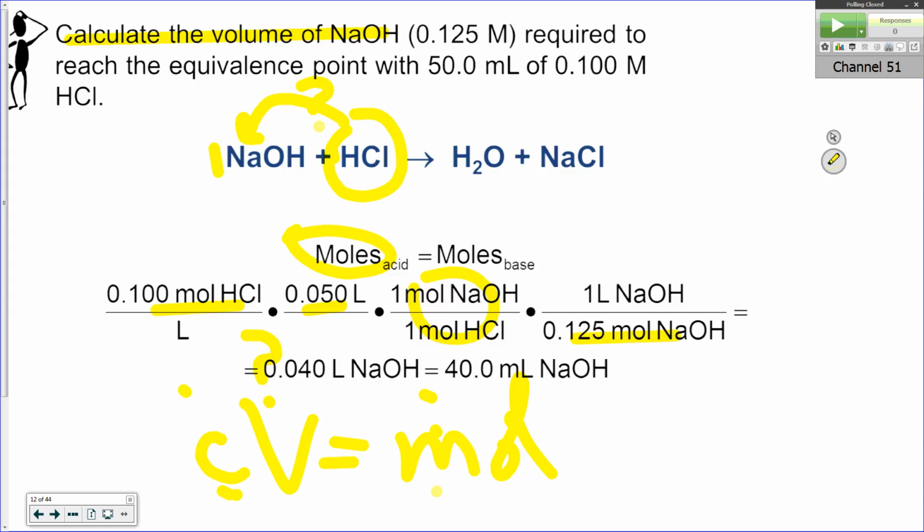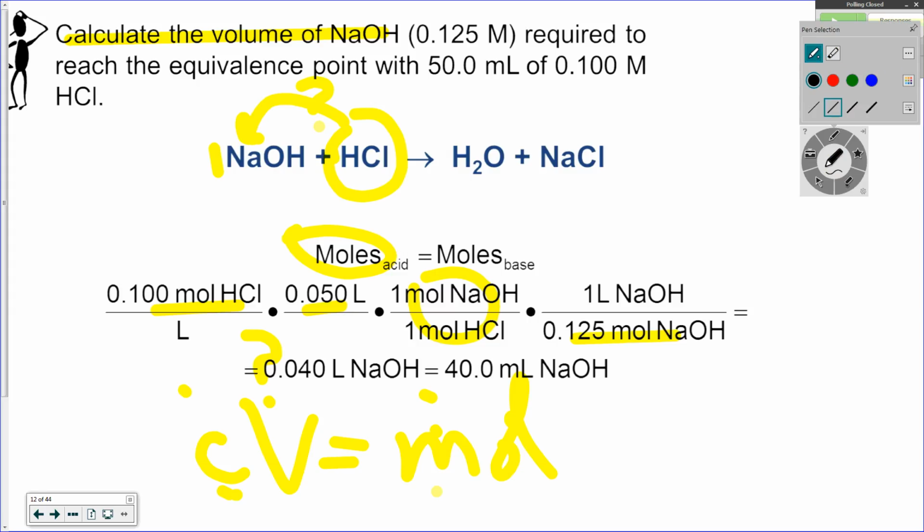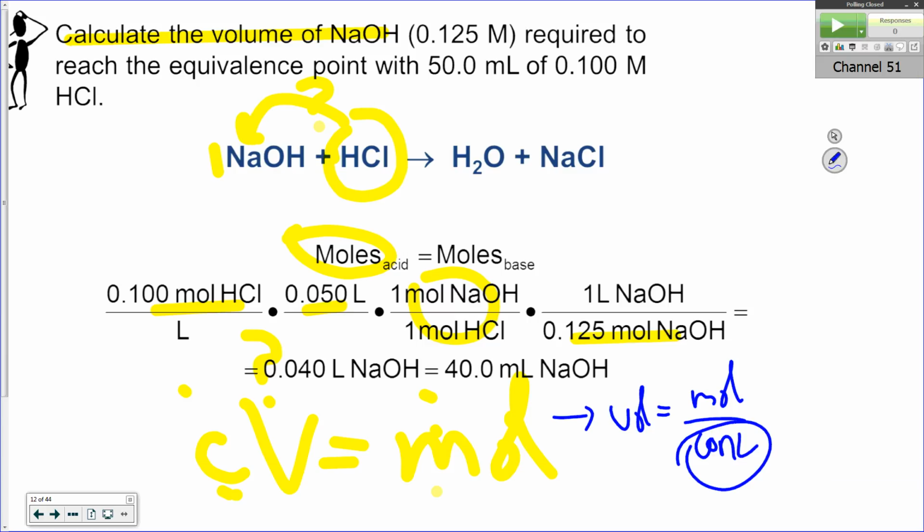Looking at this off the top of my head, if I'm looking for volume and I rearrange that, it's just a mental check that I try to do. Volume is equal to moles divided by the concentration. So my final step should be dividing by concentration, and that's exactly what I'm doing here. Seeing something like that tells me I've probably got this set up right.